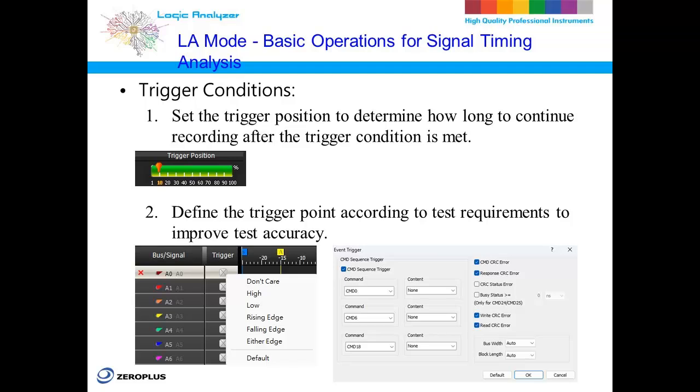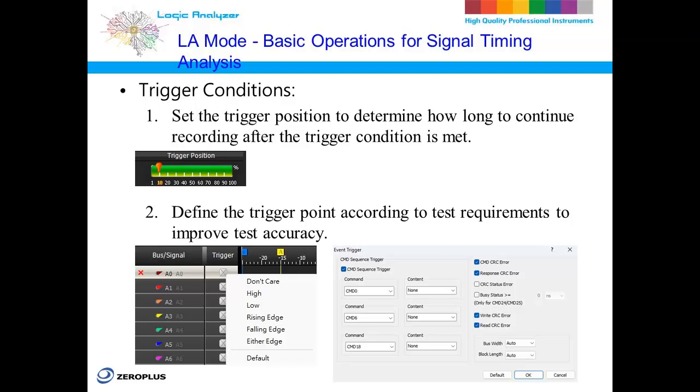Setting trigger conditions is a key step in the Logic Analyzer's signal timing analysis. The trigger condition decides when to start recording the signal and when to stop recording it. The trigger position determines how long the instrument continues to record the signal after the trigger condition is met. For example, if you set the trigger position to 10%, when the trigger condition is satisfied, the instrument will continue recording 90% of the memory depth's data.